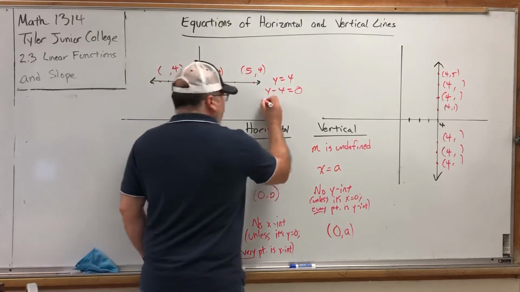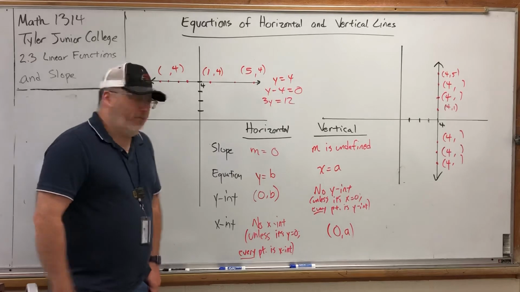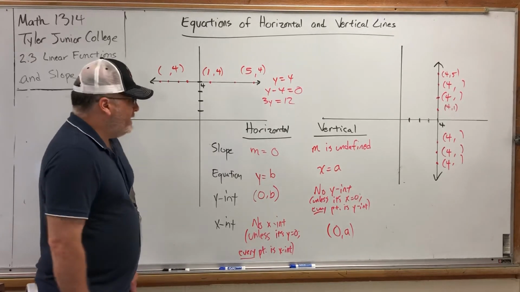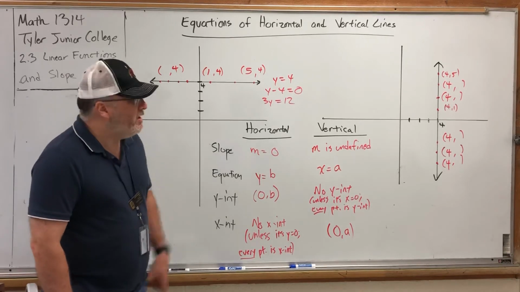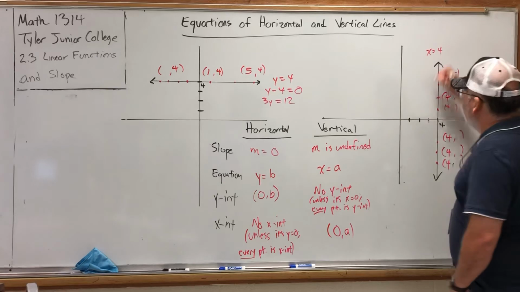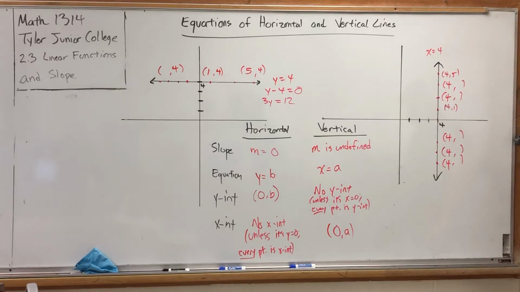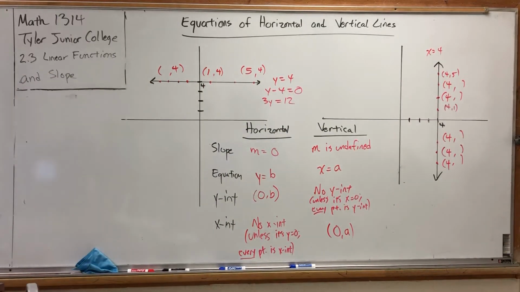Or it could be something like 3y equals 12. If we divide both sides by 3, we would get y equals 4. Or any equation that would solve to give y equals 4. Similarly over here, any equation that would solve to get x equals 4 would be an equation for this vertical line. So not too tricky once you figure out, hey, these are very simple equations.